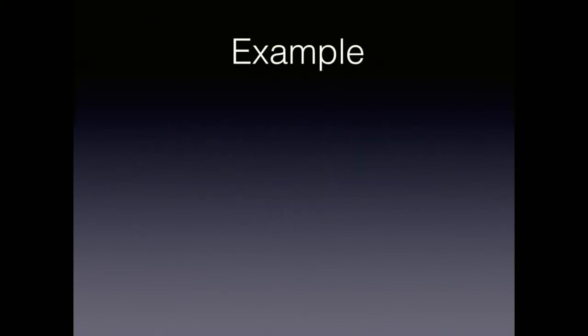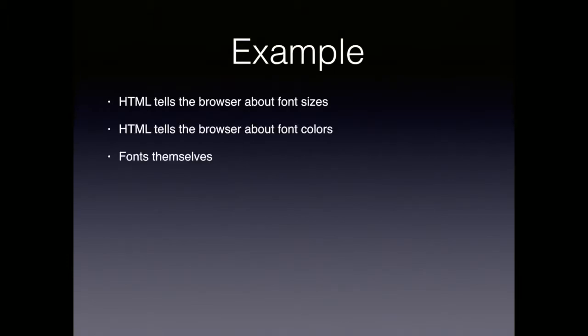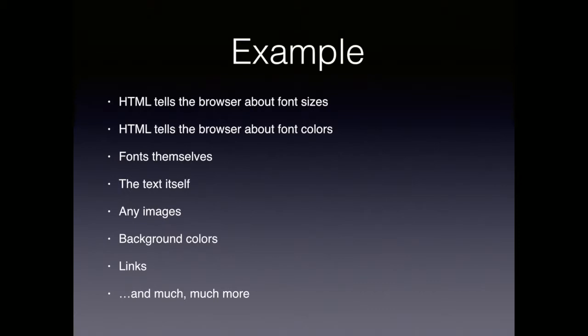Now let's take an example of what HTML tells the browser to do, and how it tells the browser to do it. HTML would, for example, tell the browser about font sizes of the text that the browser displays. It would also tell it about font colors. It would tell the browser about the fonts themselves, and of course the text itself. It would also tell the browser about any images to display, any background colors, any links that the user can click on to visit other web pages, and a whole lot more that we will get into in future videos.